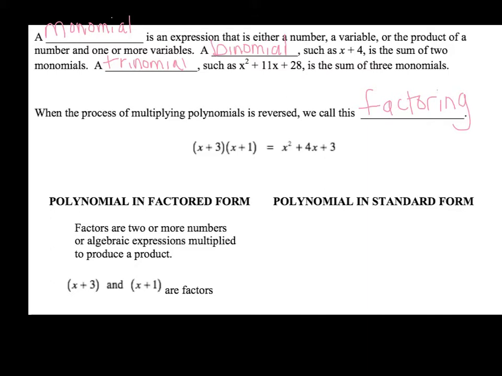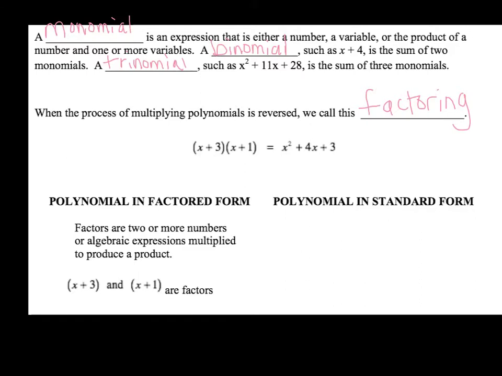But today we're going to be focused on factoring. So this idea that when we take a standard form equation and factor it, or break it down into its two factors that we would multiply to get the standard form, it's called factoring. So we're reversing the process of multiplication.